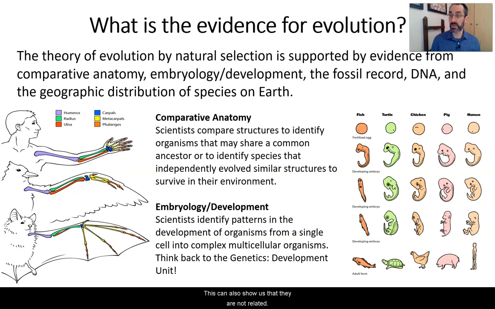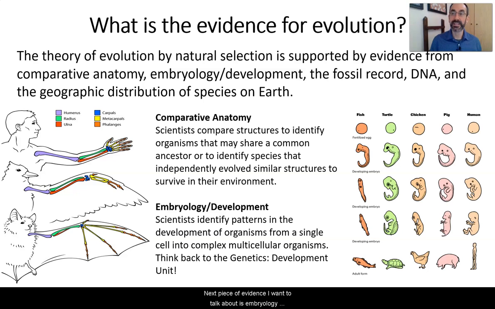This can also show us that they are not related. So, for example, birds and bats do have these bones, but some other organisms that fly, like, let's say, dragonflies, do not have these bones. So dragonflies may have structures that have the same function. They may have wings just like our bird and our bat do, but they don't have the same bones, which suggests that even though they do the same thing, they are not as closely related.